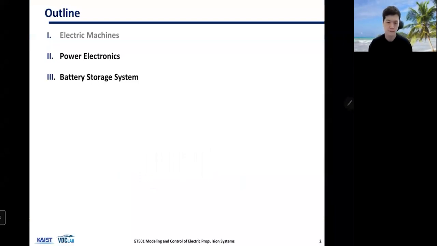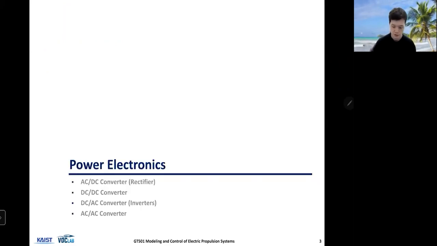Last time we studied key principles and operating principles of electric machines and their simple modeling approaches. And today we're going to cover power electronics and batteries or energy storage system. Power electronics. Usually power electronics have these 4 types of converters.